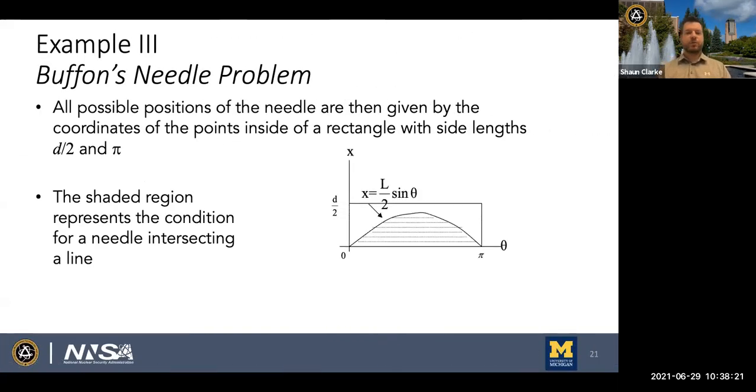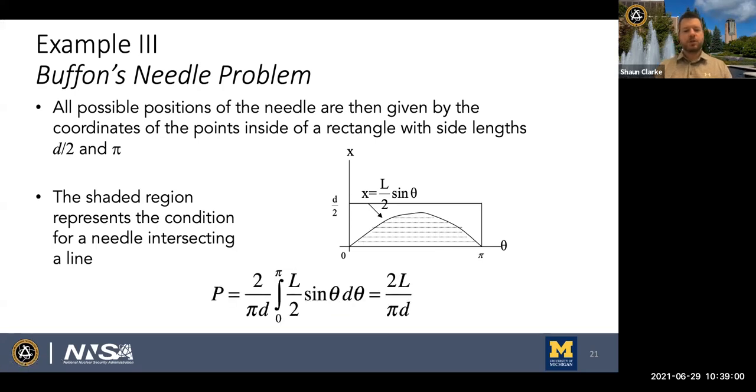So we can think about this visually of all the possible coordinates. Our theta can be anything between 0 and pi, and our X coordinate can be anything between 0 and d/2. We can think of this in a similar way to the hit or miss problem that we just talked about. We can look at our L over 2 sine theta function as the set of coordinates. Remember on the previous page, X less than L over 2 sine theta was the set of positions, X theta, where the needle intersected one of the lines.